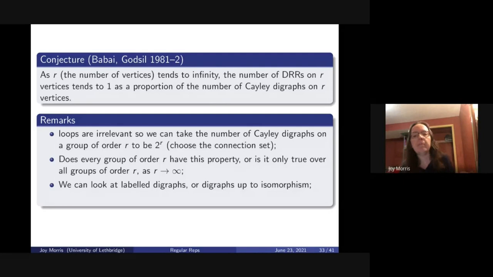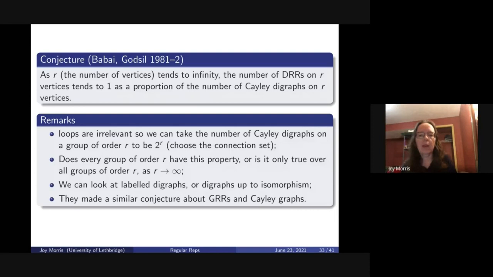So for example, there are lots of different ways to label the complete Cayley graph as a digraph on a particular group, because we could use any possible permutation of the labels on those vertices. But those would all be different labeled digraphs, and so that would significantly affect how our counting is working. Or we can look at just having one complete Cayley graph and look at that up to isomorphism. And they also made a similar conjecture about GRRs and Cayley graphs rather than digraphs.